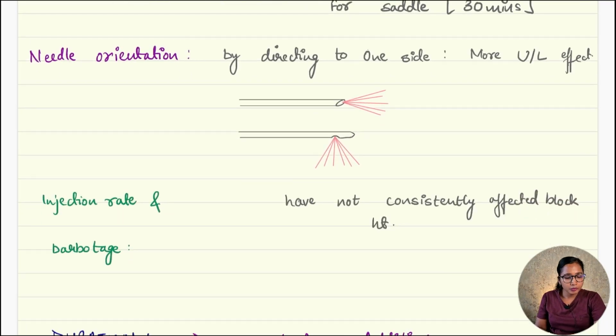Talking about needle orientation. So directing our needle orifice to one side will have more unilateral effect as shown in this diagram. Ejection of the drug will be like this if unilateral or center like this.